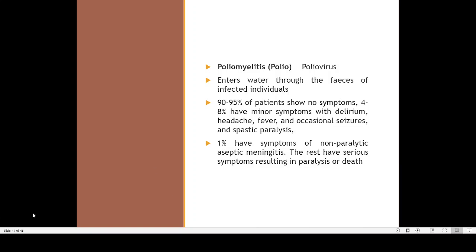Then another major disease is poliomyelitis. You might have heard about poliomyelitis, because nowadays polio has been eliminated from India. In the case of poliomyelitis, here you can find one child being affected by polio. Earlier this kind of problem used to be a major problem.